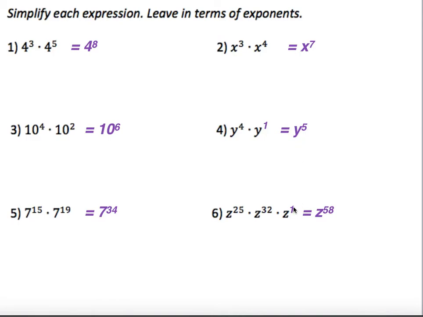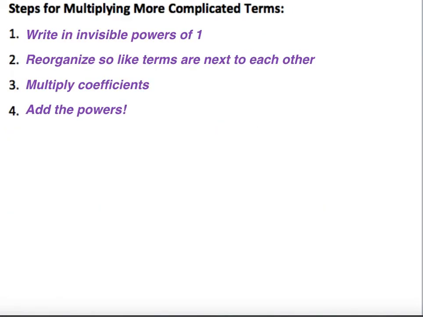So anytime you see a variable without a power, it really means it has an invisible power of 1. So I would write it in to make adding the powers easier. Sometimes, however, you have a more complicated problem. When you do, follow these 4 steps.